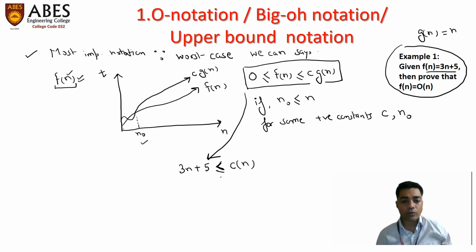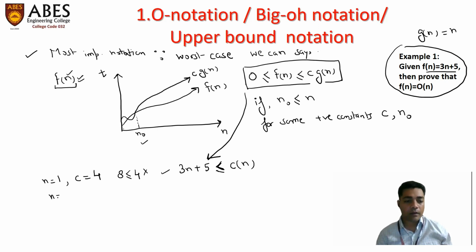So let's take n is equal to, let's say, 1, and let me freeze the constant value c is equal to 4. So when this happens, let's see how this equation behaves. It will behave like n is equal to 1. So left hand side will become 8 is less than equal to c is 4 into 1. This is 4. So this is not true.